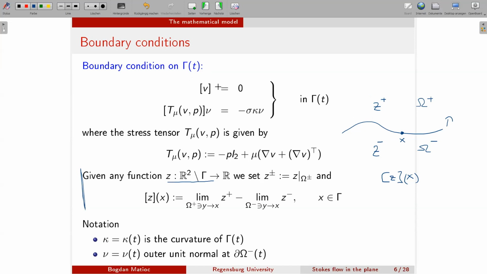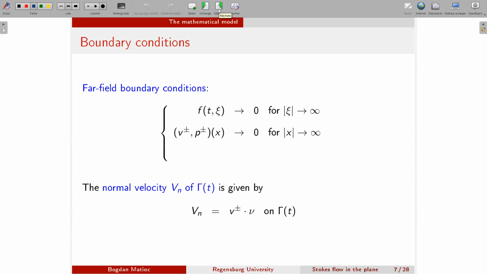So to the boundary conditions: the velocity field is assumed continuous across gamma, and then we have this standard boundary condition which says that the jump of the stress tensor T mu in normal direction is exactly minus sigma kappa nu. Sigma is the surface tension coefficient, kappa is the curvature, and nu is the unit normal at gamma. So nu always points into omega plus. Okay, and here you have the formula for the stress tensor.